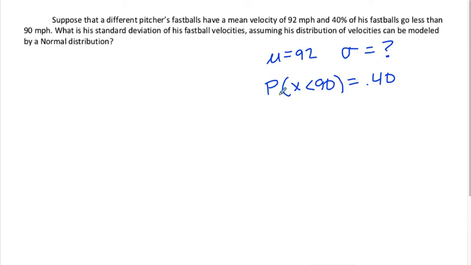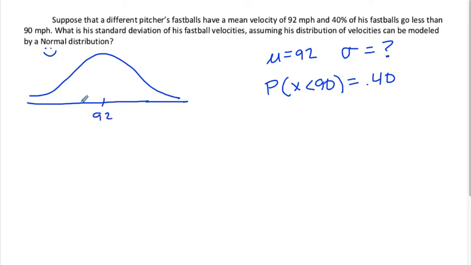So this is similar to where we're now connecting this idea of there's a normal distribution, because they're saying that assuming his distribution can be modeled by a normal distribution, woohoo! So we have this now centered at 92, but we don't know what the standard deviation is. We do know from here that 40%, here's 2.5, there's 16, and almost all the way to the middle would be 50. But what we don't know, we do know that this is at 90, but we don't know how far away that is here.